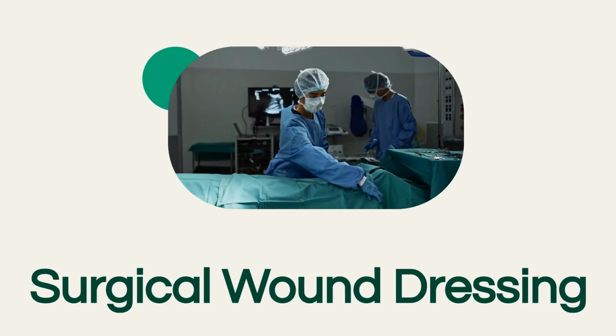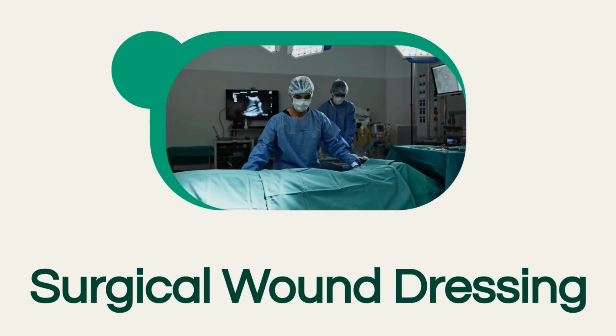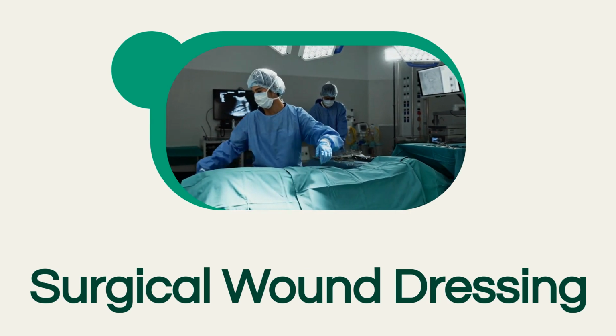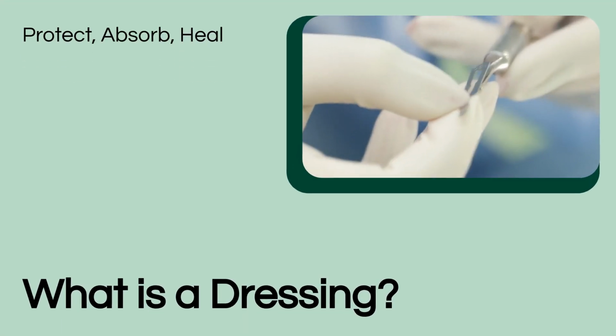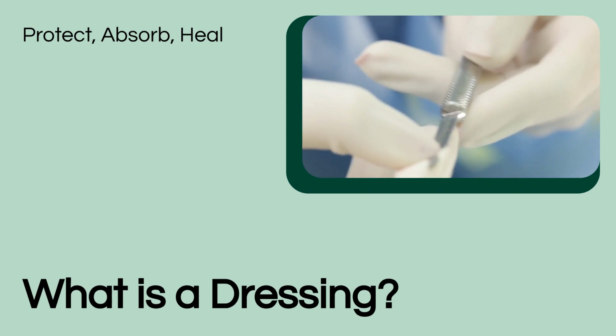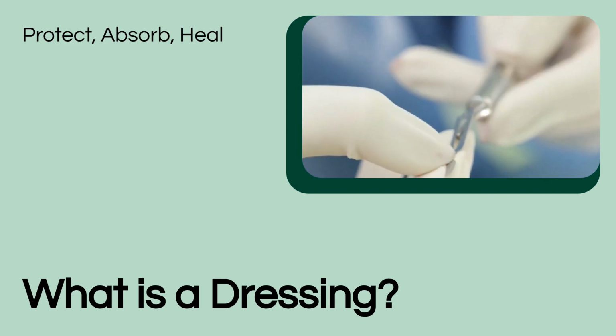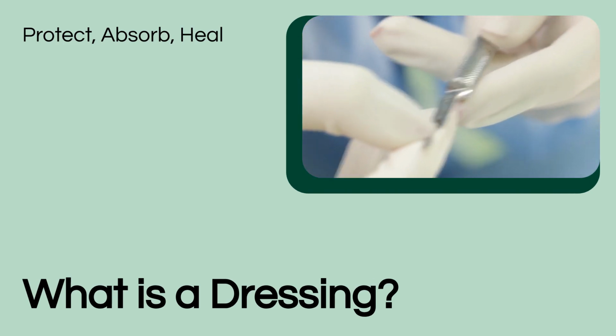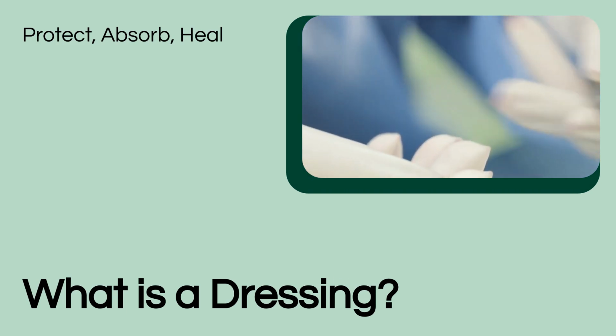Welcome to this clinical guide on surgical wound dressing. We will cover the essential steps and techniques for proper wound care. A surgical dressing is a sterile covering applied directly to a wound. Its main purpose is to protect the site from contamination, absorb drainage, and promote the natural healing process.